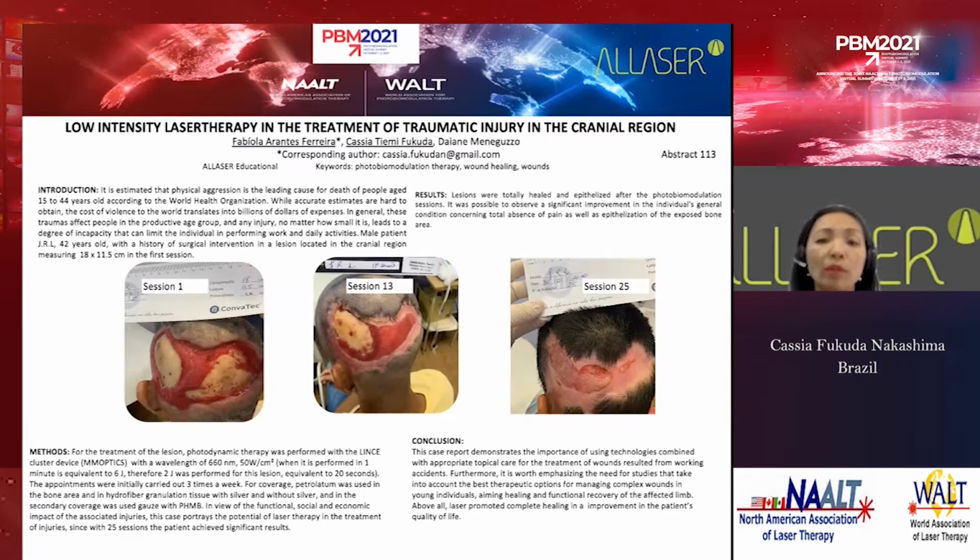Furthermore, it's worth emphasizing the need for studies that take into account the best therapeutic options for these complex wounds, aiming at healing and functional recovery of the affected limb. Above all, laser promoted here a complete healing and an improvement of the patient's quality of life.